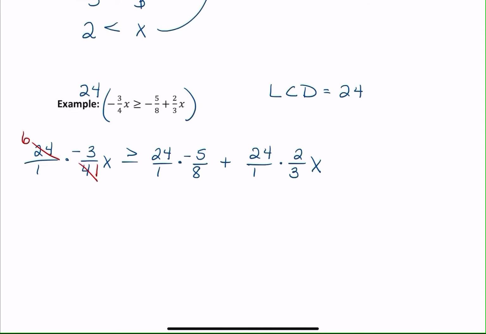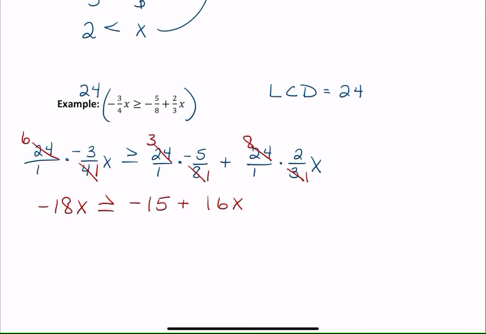So when I multiply this together, I do top times top, which is -18, and bottom times bottom would just be 1. So just leave it as -18x. Same thing here. My 8 and my 24 will reduce to 3 and 1. So I'm going to have 3 times -5 is -15 over 1 again. And then my 3 and my 24 will reduce to 8 and 1. So I've got 16 over 1, so 16x.